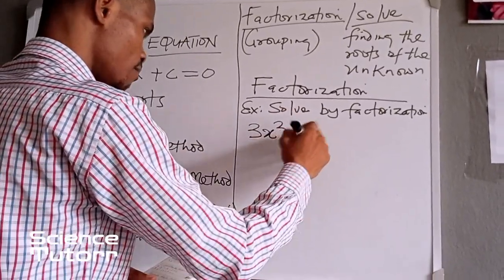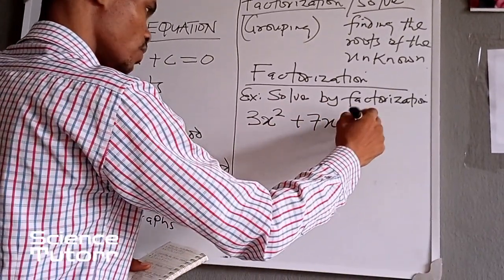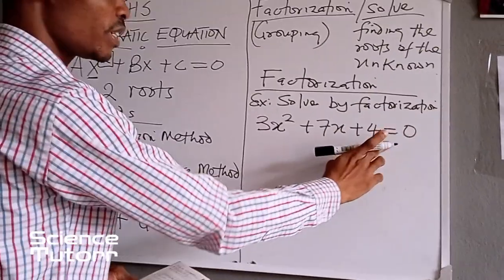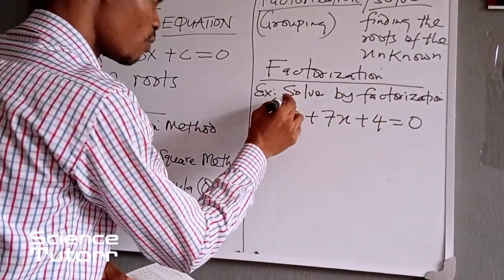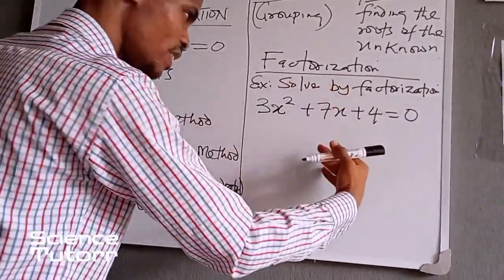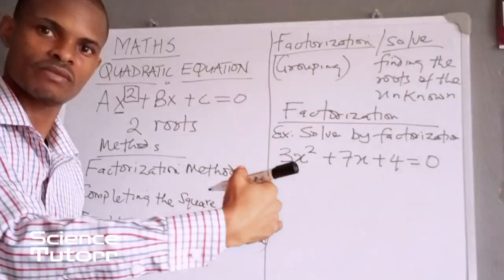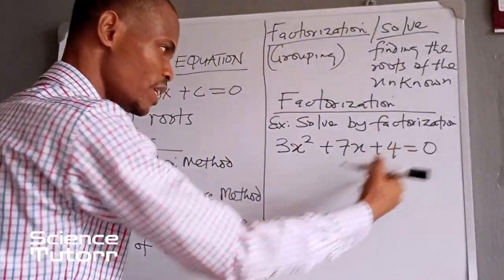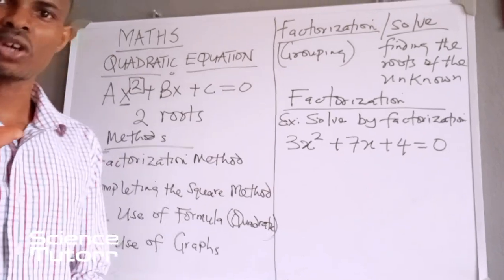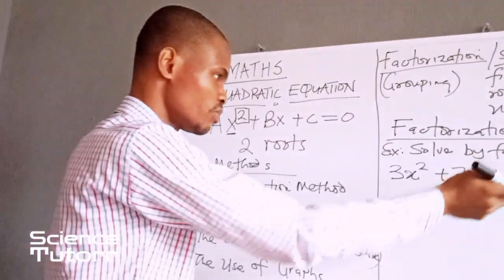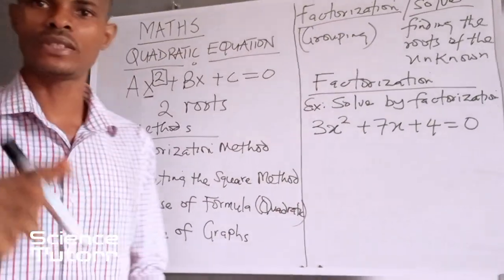We have 3x squared plus 7x plus 4 equals 0. You see, it's equated to 0. That is why we have solve. That means we are factorizing and at the same time solving. At the end of the day, we are going to have the roots of the equation. So we are solving by factorization. So how do we go about it?